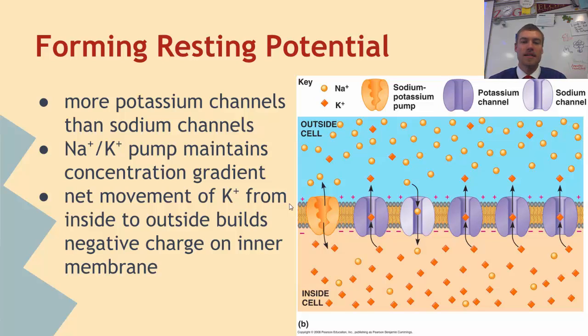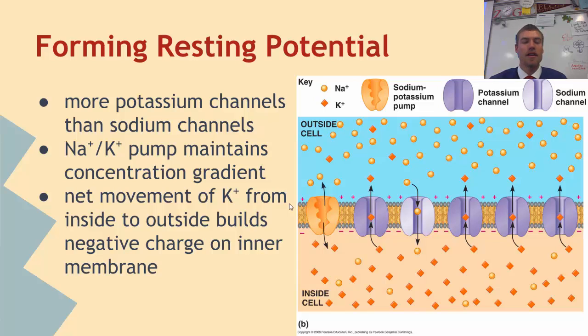Now, the potassium-sodium pump helps to maintain a concentration gradient by constantly pumping those potassium ions back across, while also pumping some of the sodium ions back out of the cell as well. And that is able to help us maintain our concentration gradient, where we have high amounts of sodium inside the cell, lower amounts outside the cell.